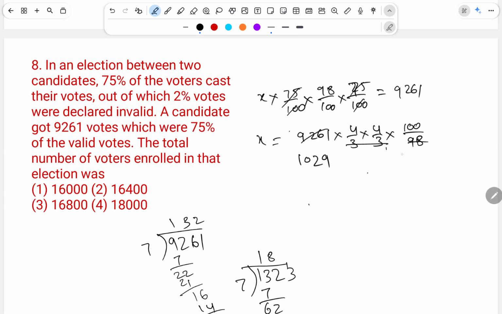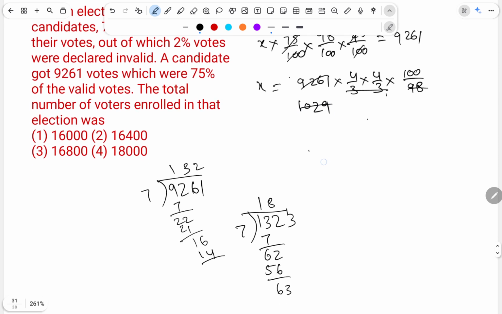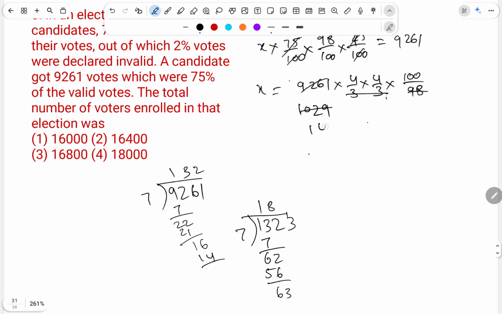Now this 7, how many times does it divide? 7 ones, 7 fours, 7 sevens, 7 21. 21 into 16, 16 ones, 7 to 7 ones. And 2 is there. So 2 ones, 8. 8 ones 8, 8 2s are 16, 16800. What we did is correct only, a calculation mistake.